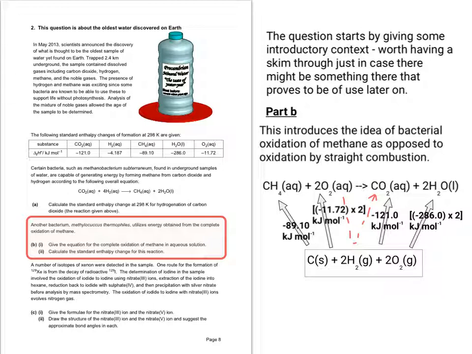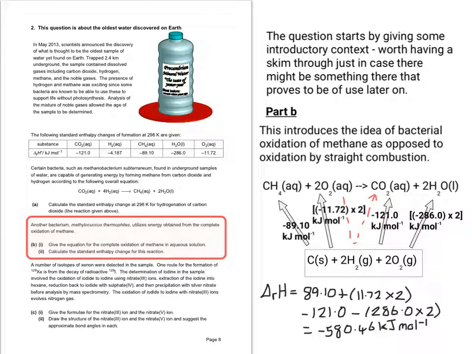So I put in my values for each species. I follow the dotted line, which is my indirect route. I put my species in their correct mole ratios and correct standard states in my box. So now I just work my way around. So that gives us minus 580.46 kilojoules per mole.